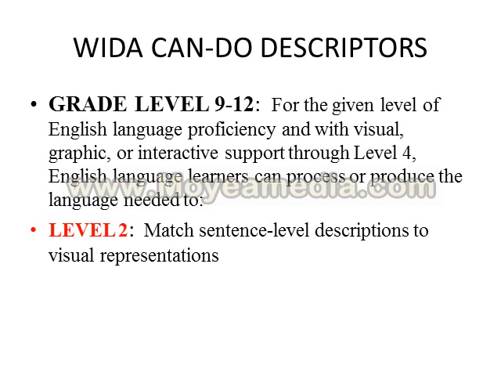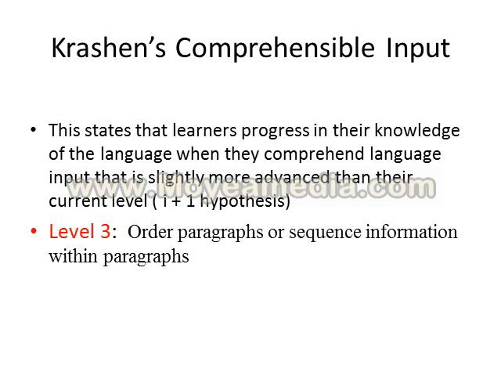This next slide is just a representation of the can-do descriptors for a student who is at level 2 in academic performance for the given grade level of 9 through 12. And it does state that for the given level of English language proficiency, and with visual, graphic, or interactive support through level 4, English language learners can process or produce the language needed to, at level 2, match sentence level descriptions to visual representations.